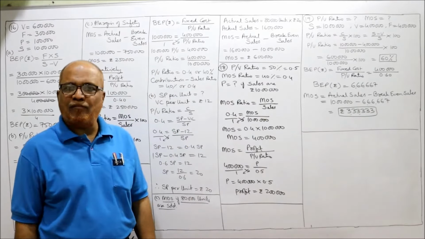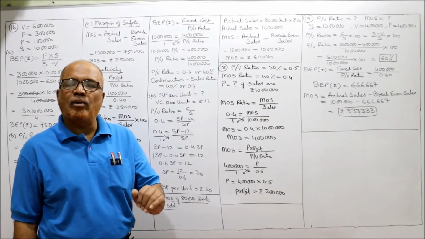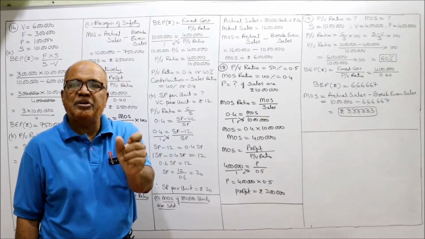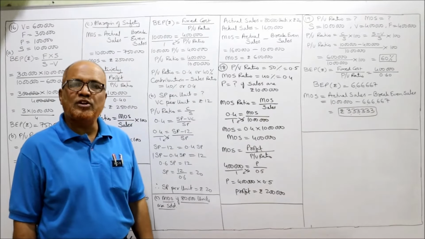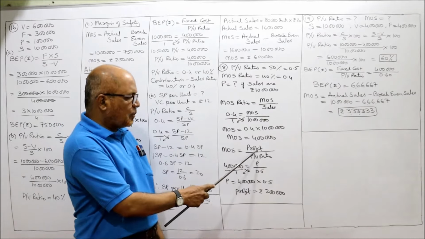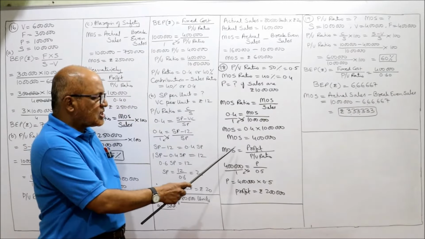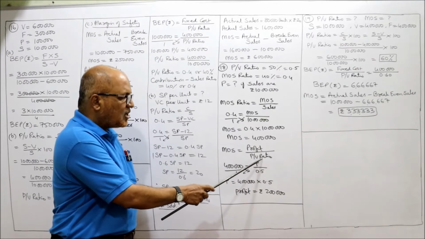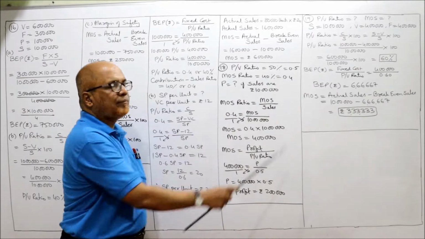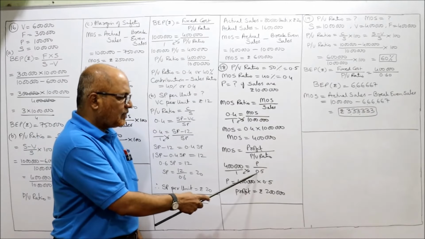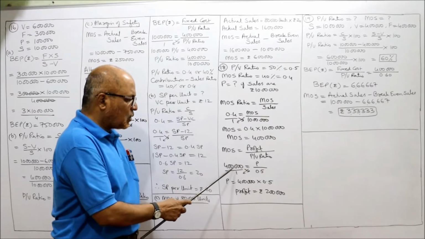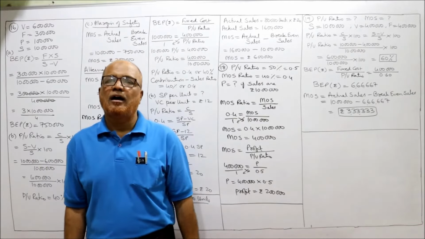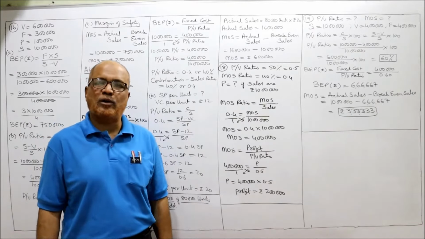Ultimately, we have to calculate the profit. Again, we apply the formula for MOS: MOS is equal to profit by PV ratio. MOS, just now we got 4 lakh. Profit we don't have, we have to find out. PV ratio is given in the problem, 0.5, or 50%. Now cross multiply: P is equal to 4 lakh into 0.5. So 4 lakh into 0.5 is 2 lakh. Got the profit, 2 lakh rupees.